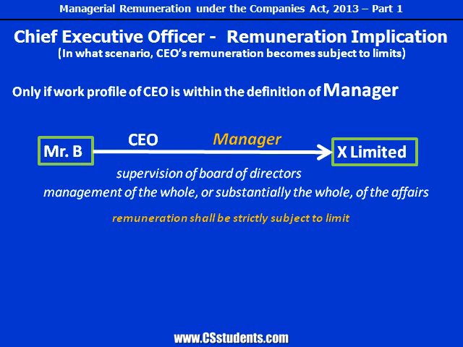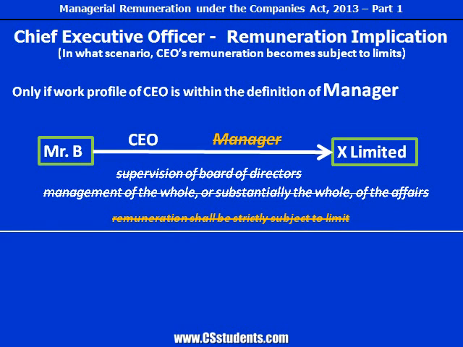limits. However, if Mr. B is either not working under the supervision of the board, or, in spite of being designated as Chief Executive Officer, he is managing only a smaller part of the company's activities, and not looking after the whole, or substantially the whole of affairs, he shall not be a manager, and his remuneration shall be without any limits. It's a tricky interpretation, and the final call should be taken only after a proper analysis of facts and circumstances. This was the discussion on Manager and Chief Executive Officer.